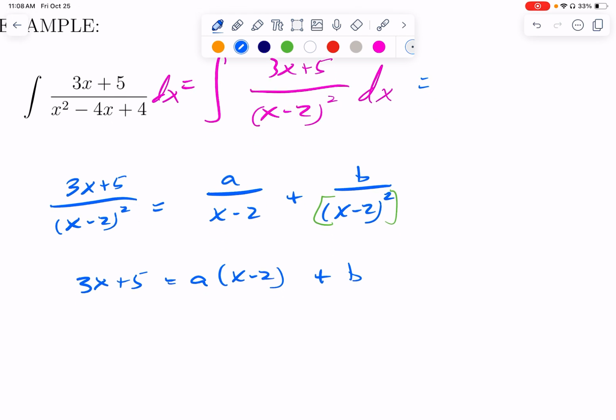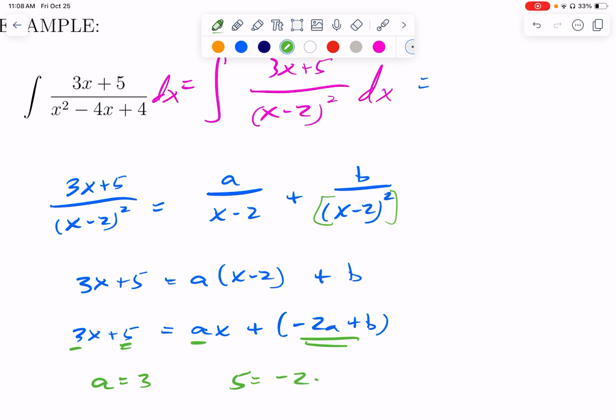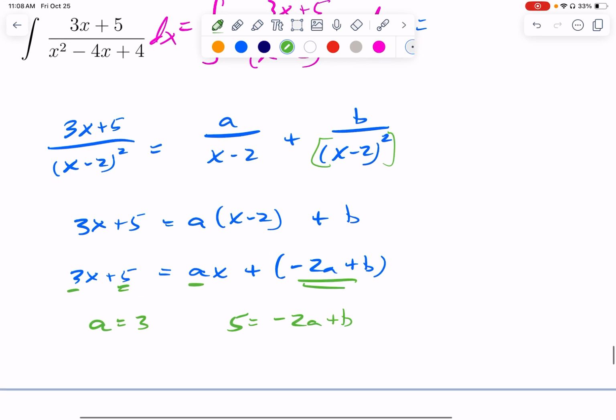Here I'm going to use the matching coefficients technique. So I have 3x plus 5 equals ax, and then my constant is negative 2a plus b. So the coefficient in front of x must be the same. a is equal to 3. The constants must be the same. 5 is equal to negative 2a plus b. But we know that a is equal to 3. So 5 is negative 6 plus b, and that looks like b equals 11.